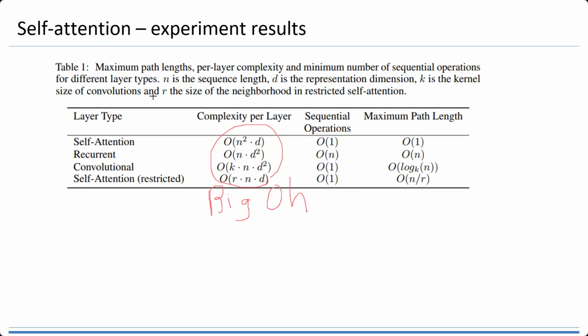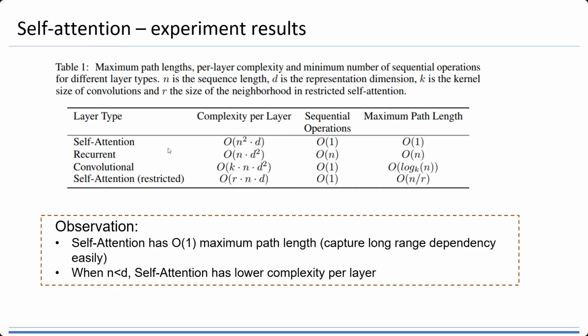So if you want to know more about what is N, what is D, what is K, and what is R, you can refer to the paper about this attention. The observation from this paper: the self-attention has O(1) maximum path length.